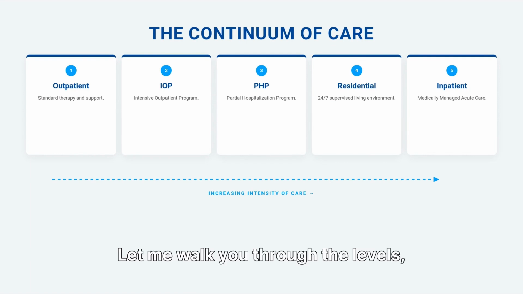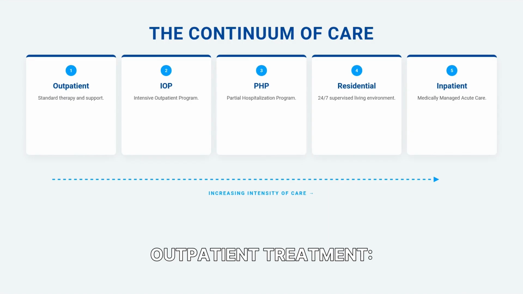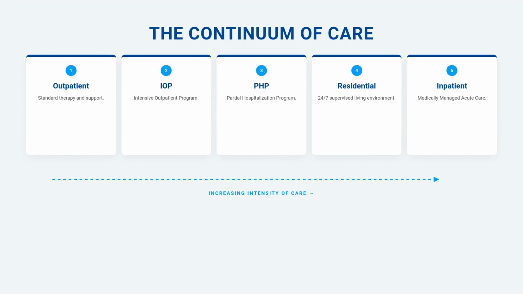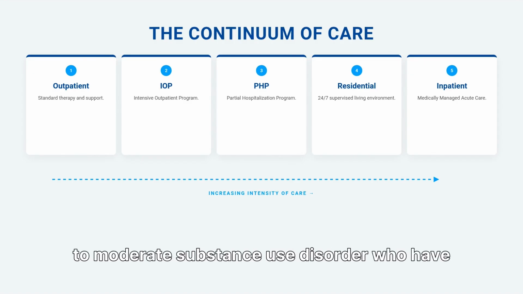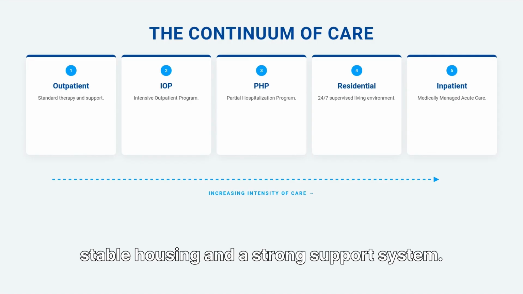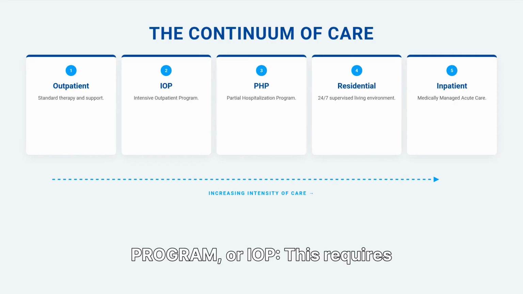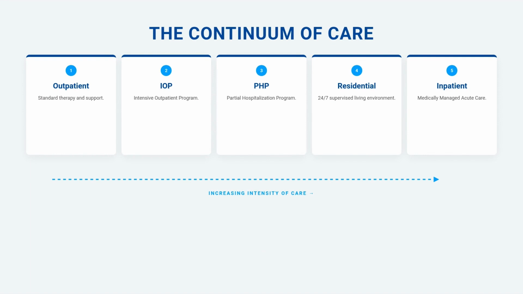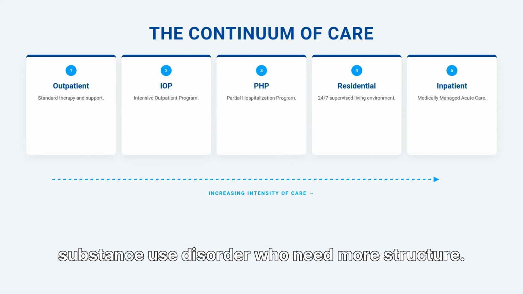Let me walk you through the levels, from least to most intensive. Outpatient treatment. This involves 1 to 2 hours per week of individual or group counseling. It is best for patients with mild to moderate substance use disorder, who have stable housing and a strong support system. Intensive outpatient program, or IOP. This requires 9 or more hours per week, typically 3 days per week for 3 hours each day. It is best for patients with moderate substance use disorder who need more structure.